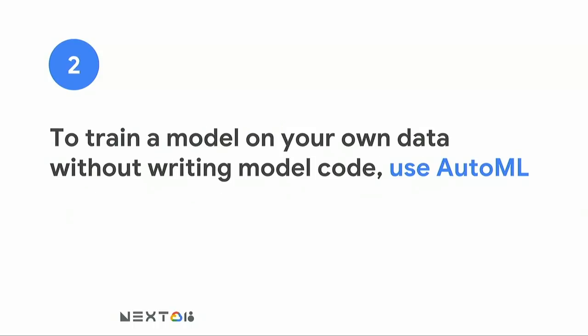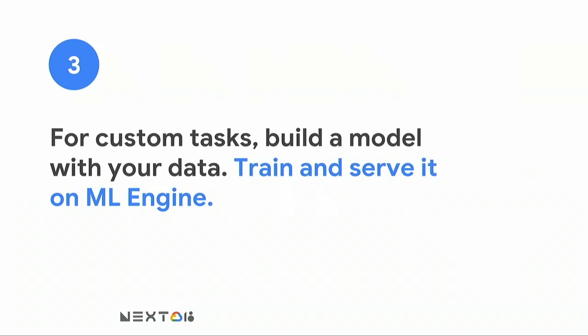Number two, if you want to customize these APIs to your own specific training data, you can use AutoML, currently available for images, text, and translation. And then finally, as Zach just showed us, for custom tasks, you can build a model, train it on your own data, and train and serve it on Cloud Machine Learning Engine.